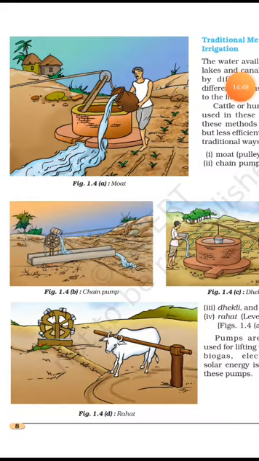So children, these are the 4 ancient methods of irrigation where people used to have labor, along with that cattle, in order to irrigate the water from the well, and they were depending mostly on tube wells and wells for the cultivation.